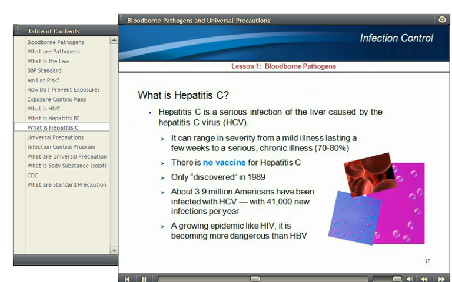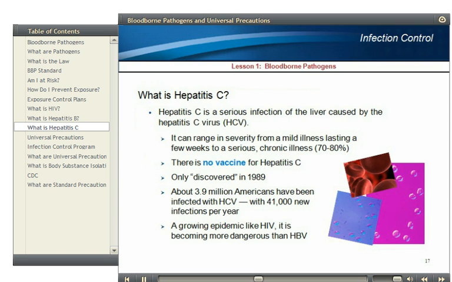What is hepatitis C? Hepatitis C is a serious infection of the liver caused by the hepatitis C virus, HCV. It can range in severity from a mild illness lasting a few weeks to a serious chronic illness, 70 to 80%. There is no vaccine for hepatitis C.